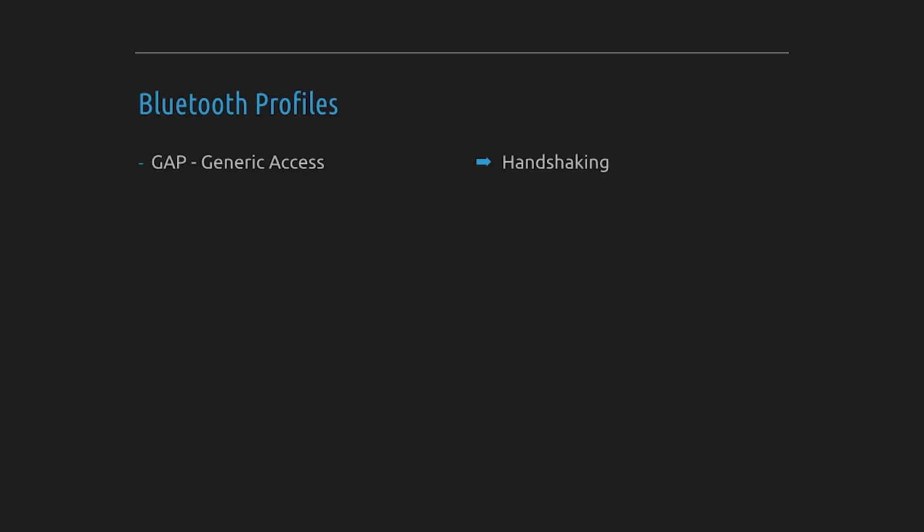So the most basic one is GAP, Generic Access Profile, which is just how Bluetooth devices advertise themselves and handshake and establish connections. So if it supports Bluetooth at all, it supports GAP, because you can't do anything else without GAP. It's, again, to use a network analogy, kind of like ARP almost.